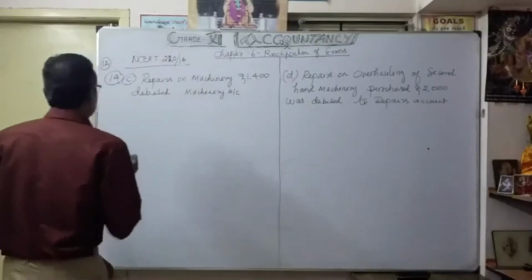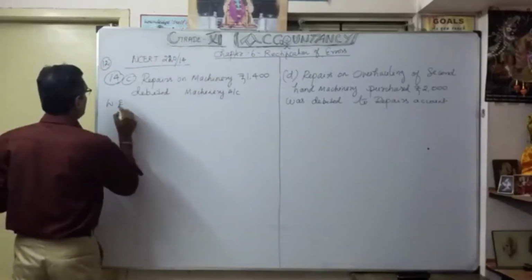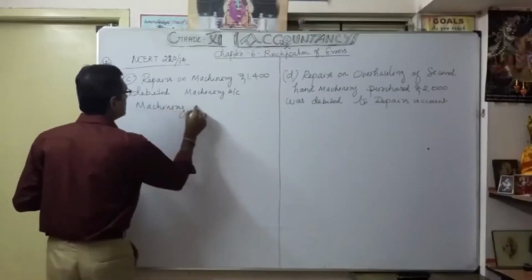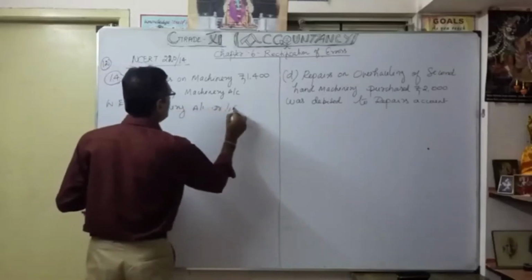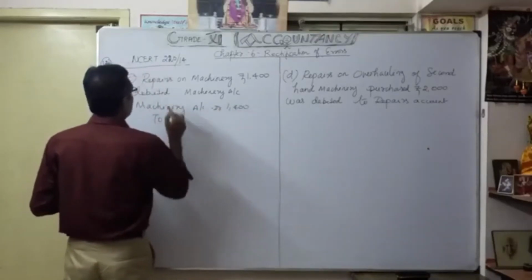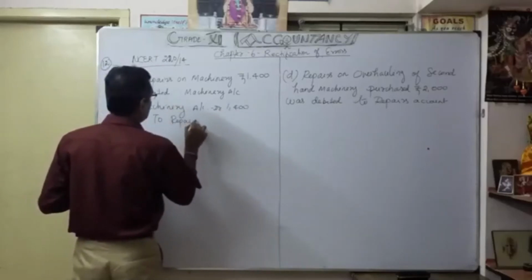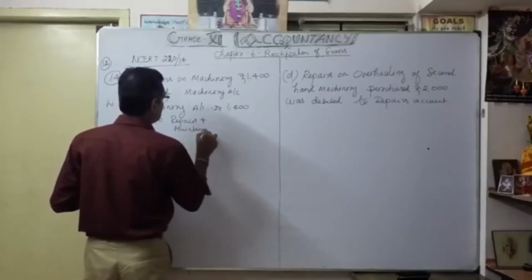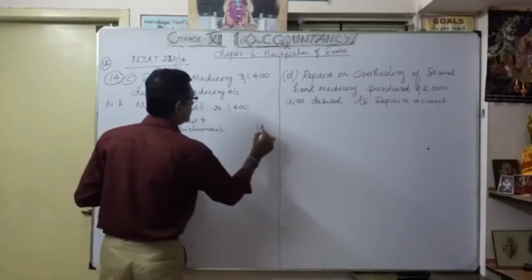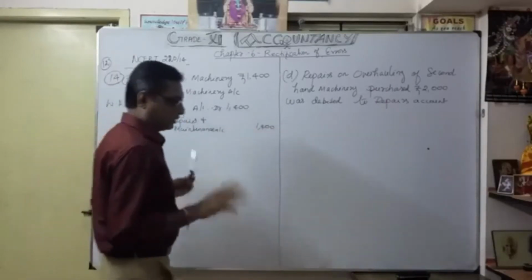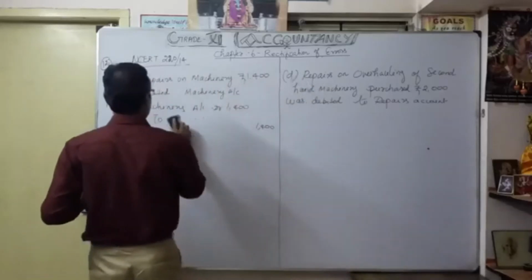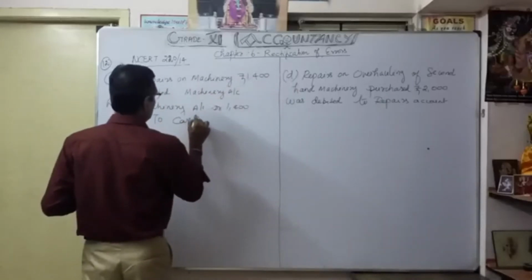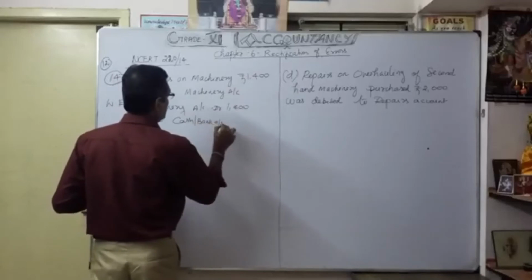Now we are going to rectify. As you know, what is the wrong entry? They debited machinery account. Machinery account debit 1,400 to repairs account. We can say repairs or repairs and maintenance account, 1,400. Wrong. So what is the wrong entry? Machinery account debit to cash or bank account. Okay, we spent money for that.